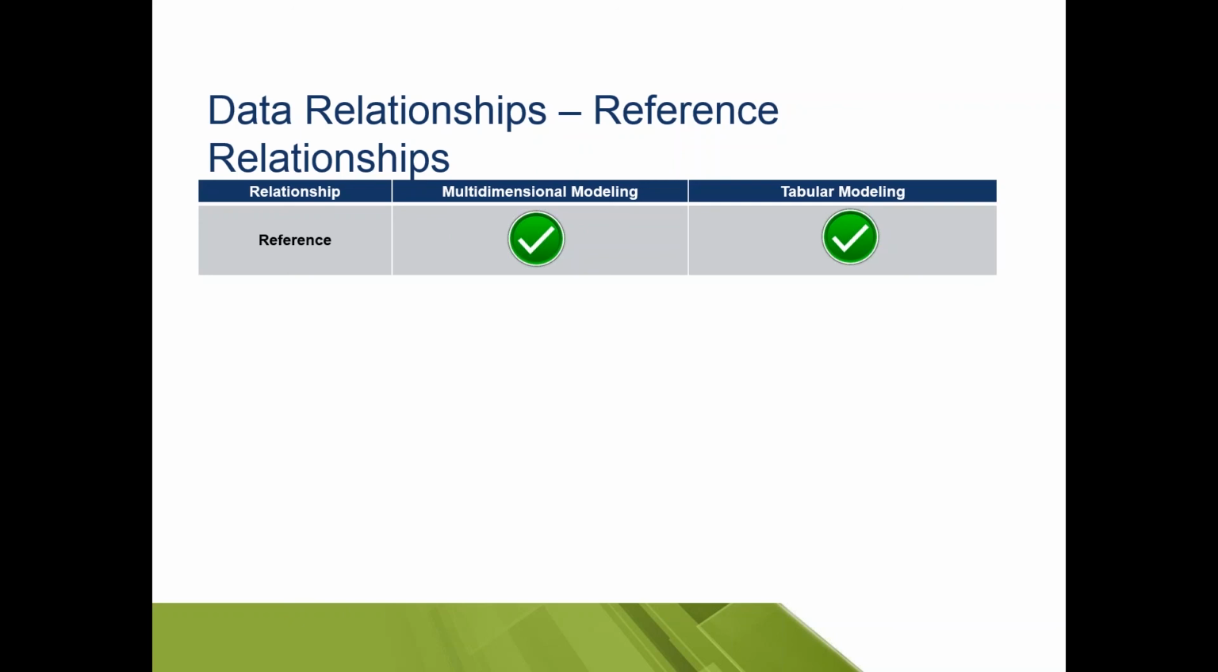In a tabular model, there is no need to create reference relationships. In a tabular model, all you need to do is create a relationship between the table containing the common attributes and a table containing the related entities.